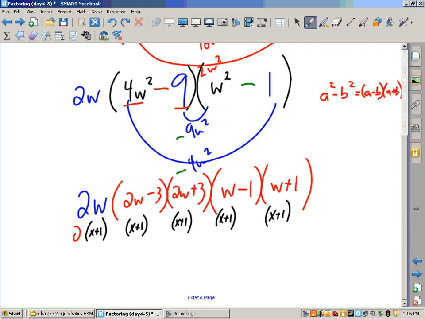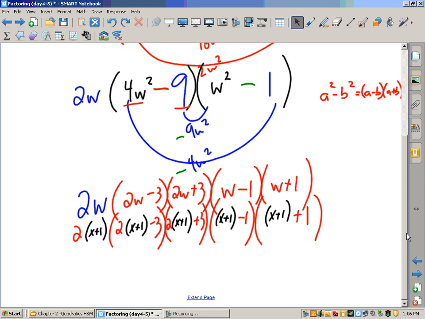Right there. So we have 2 times (2 times that minus 3) times (2 times that plus 3) times (that minus 1) and (that plus 1). There we go. Got it all substituted in there. Now we're done, right? No, we're not.